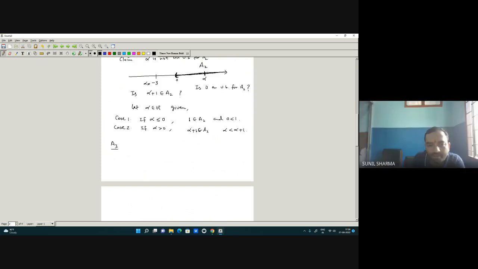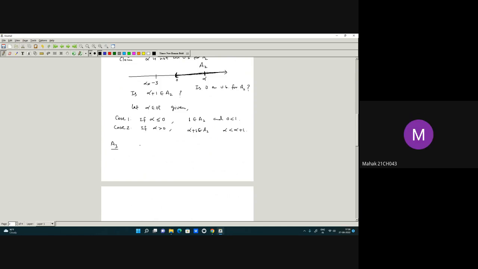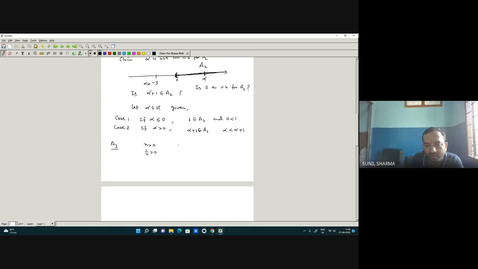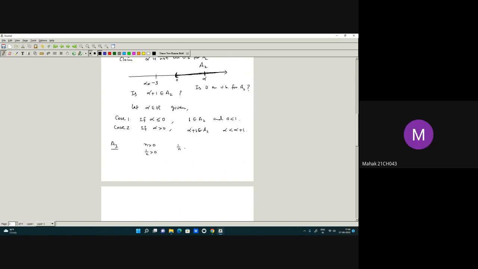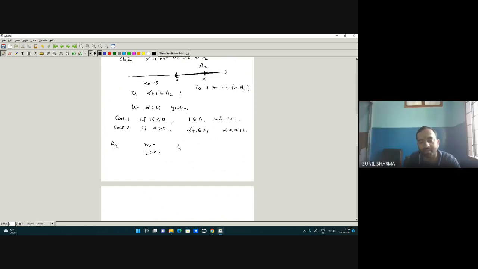Can you repeat? So n is greater than 0. So we have the property here that 1 upon n is also greater than 0. And we also know that 1 upon n is less than or equal to 1. But how is 1 upon n greater than 0? It is true because n is greater than 0. But 1 upon n is less than or equal to 1.